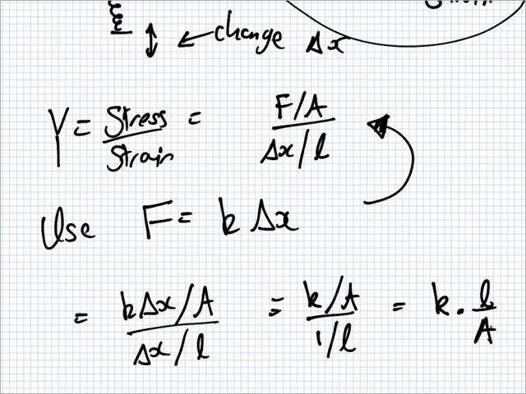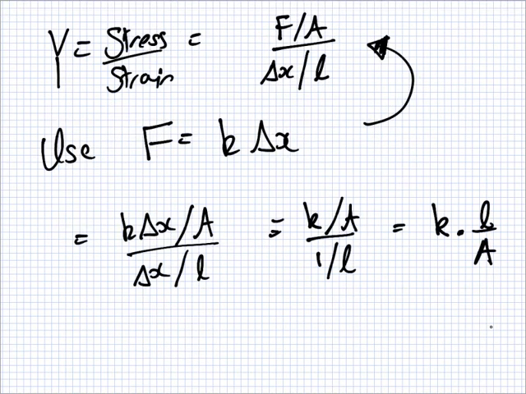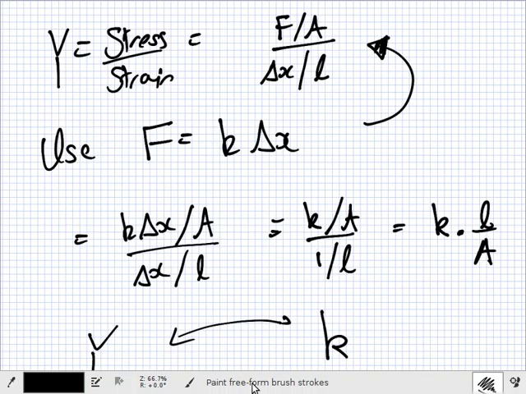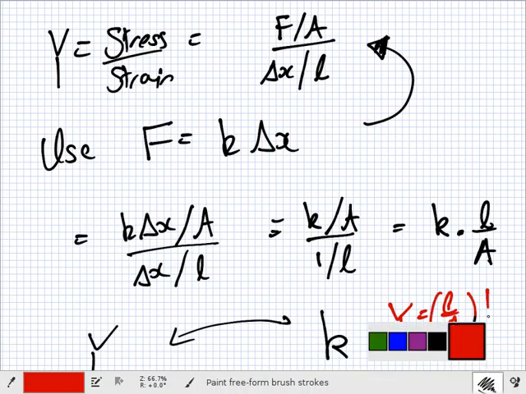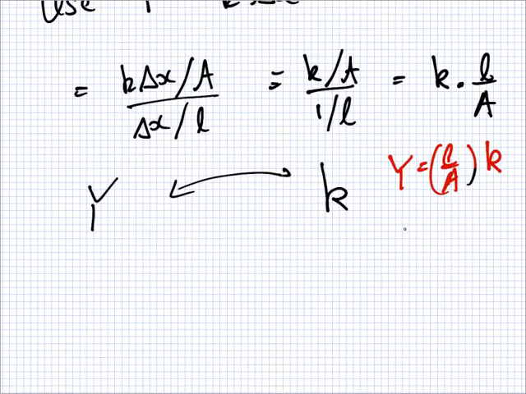Now, does the L change? No. And does the area change? No. So Young's modulus and the K from Hooke's law, they're almost the same thing. The only difference is Young's modulus is L over A times K. Or if you want, K is A over L times Young's modulus. They're nearly the same.